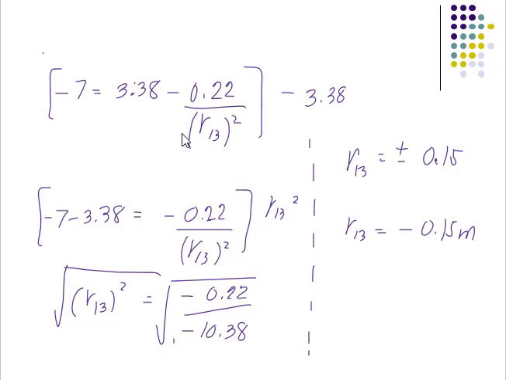Okay? So to check if our answer is correct, of course, you solve the net force, and you will get a net force which is negative 7 newtons. So you try to check our answer, negative 0.15 meters, to check if you will have a net force of 7 or negative 7 newtons. Okay? So try it.